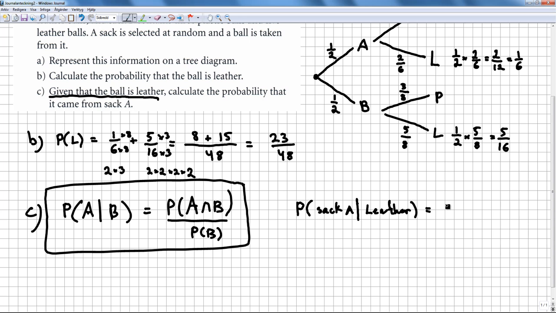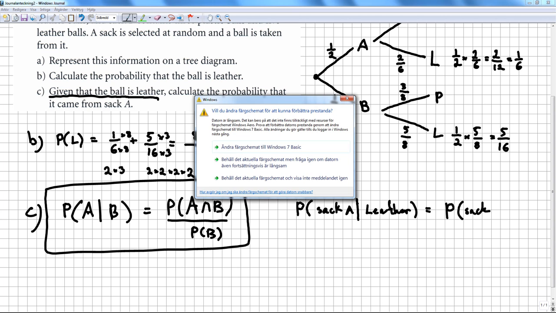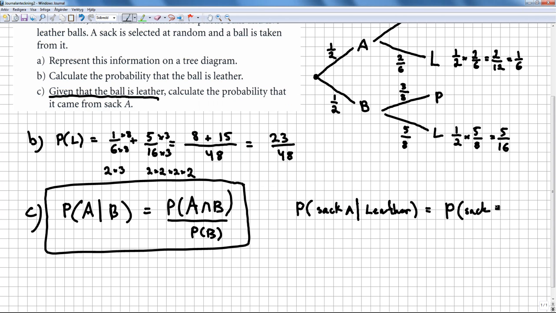So that would be, according to the formula, the probability that it came from sack A and it is a leather ball. What is the probability? This and this branch, so 1 over 6. Okay, so sack A and leather. It's a little bit difficult to write this small. Divided by P of B, and B was given that the ball is leather, so the probability of leather.